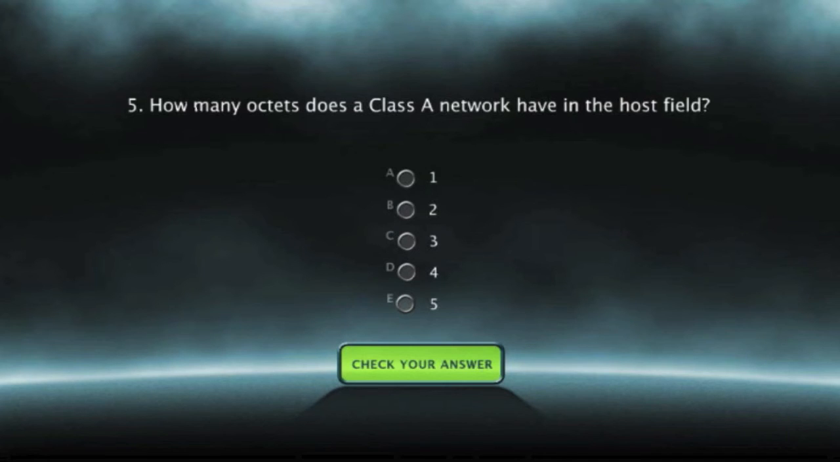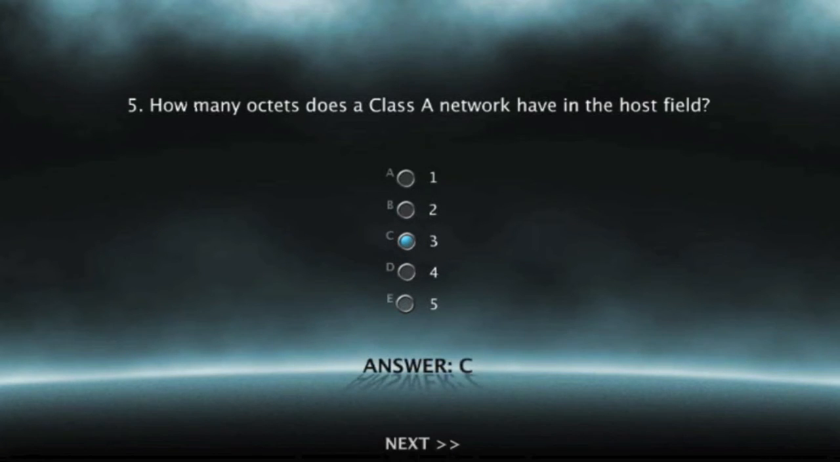All right. How many octets does a Class A network have in the host field? 1, 2, 3, 4, or 5? How many octets does a Class A network have in the host field? Good. There are 3 octets in the host field in a Class A.